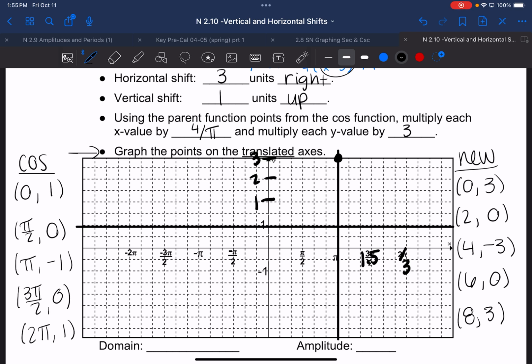Okay, the next point is at 2, 0, right? Okay, well, we said where 3 pi halves is approximately 1.5. So 2 would probably just be one line past that. And it said don't go up or down any, right? Just plot it at 2, 0.